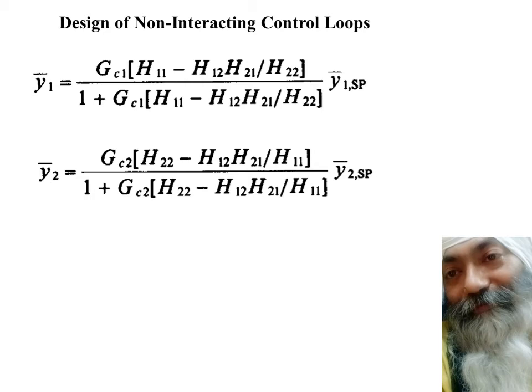They are also called cross couplers, or you can call them cross interacting loops as such. So these are the cross controllers. Why are they called cross controllers? Because they have now eliminated the effect of interaction between the two interacting control loops. That's why they are called cross controllers.